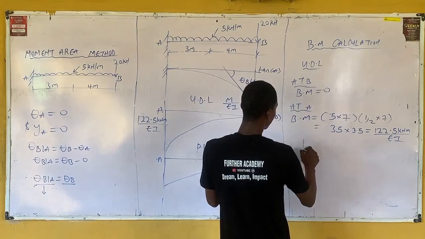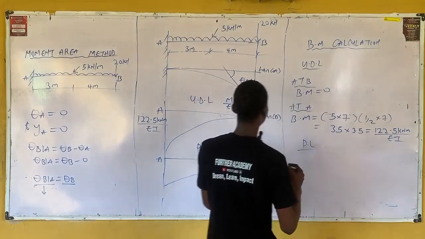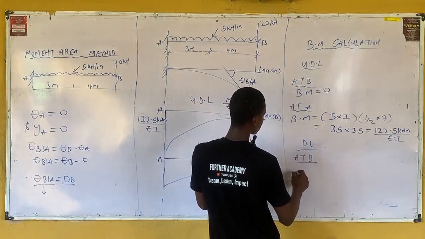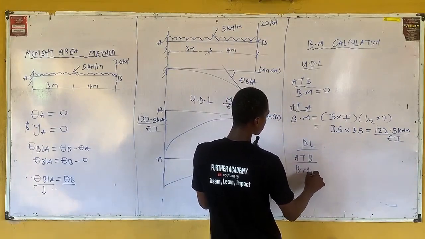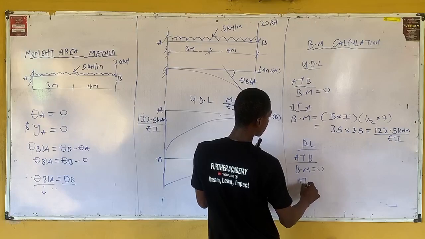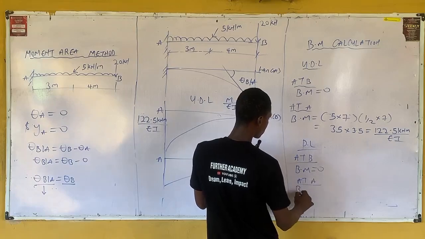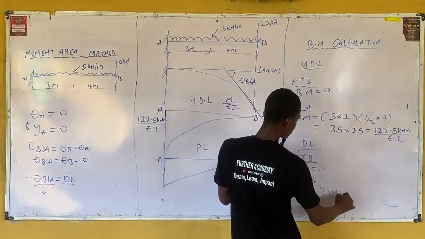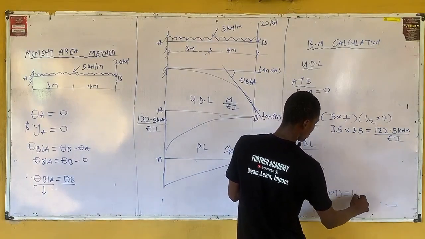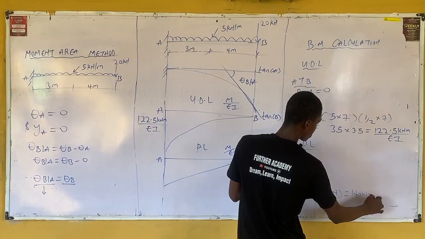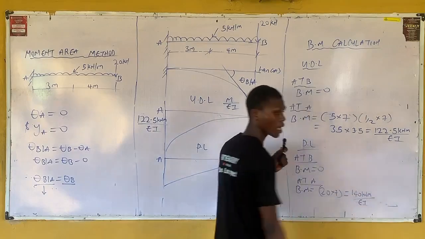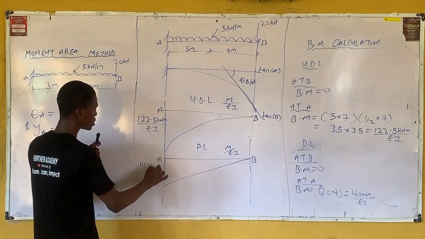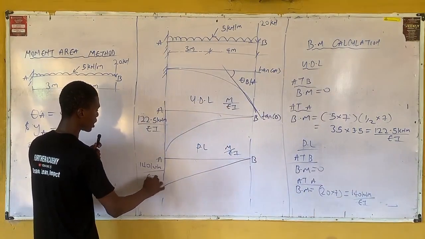Now, for the point load, bending moment for the point load at B, what's the value of bending moment? Bending moment is equal to 0. At A, what's the value of bending moment? Bending moment is equal to 20 times 7, and this gives us 140 kilonewton meter, all divided by EI. So what do I have here? 140 kilonewton meter, all divided by EI.